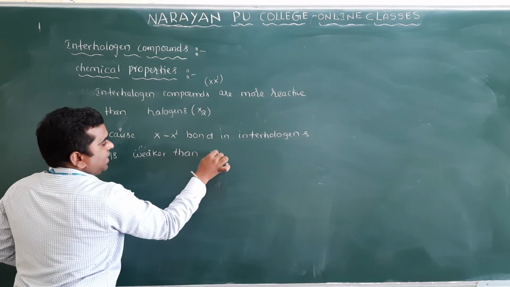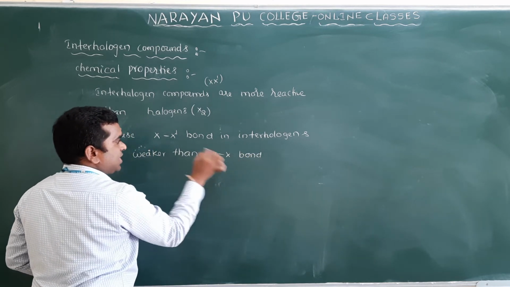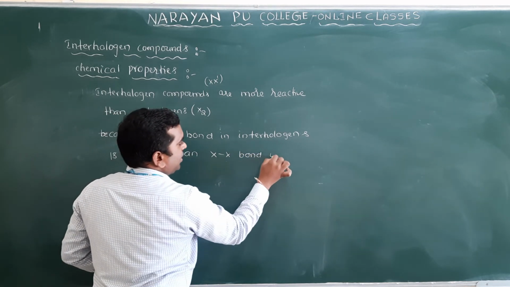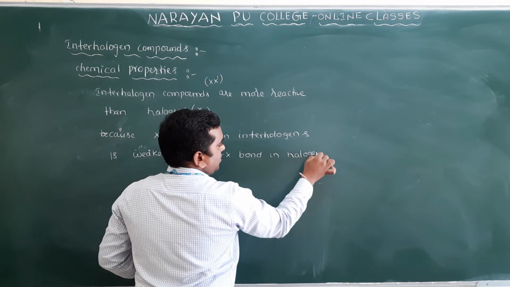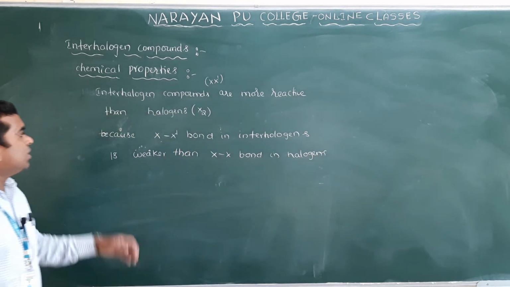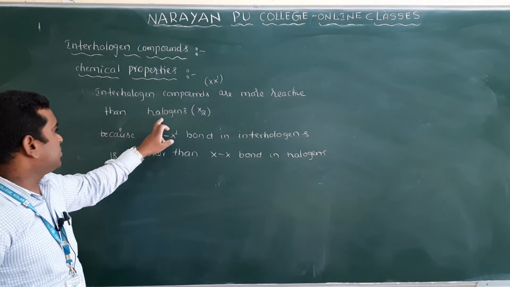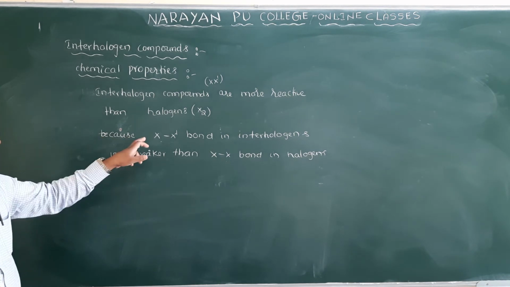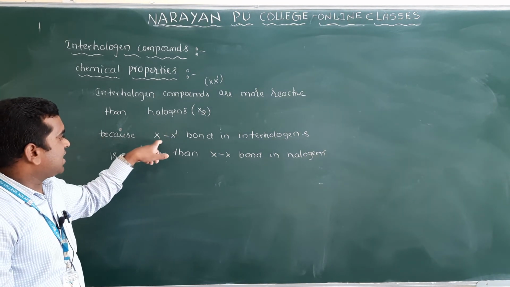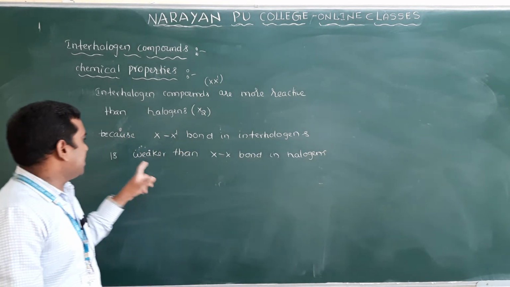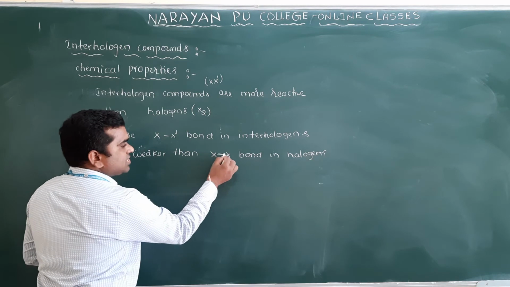The interhalogen bond is weaker than the XX bond in halogens. This is very important. Clear? So why? Because interhalogen compounds are more reactive than the halogens. Because the XX' bond, the bond between the halogen and halogen in an interhalogen, is weaker than the XX bond.